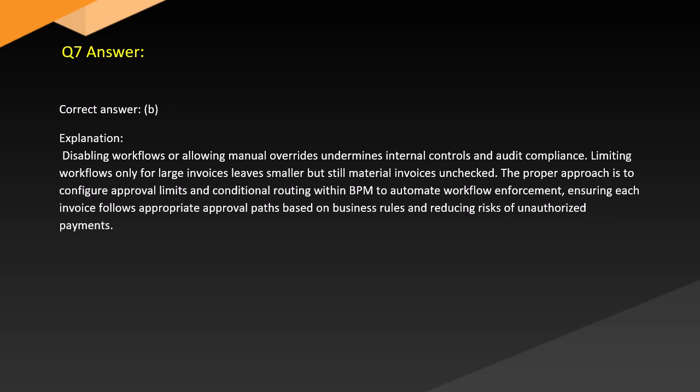Disabling workflows or allowing manual overrides undermines internal controls and audit compliance. Limiting workflows only for large invoices leaves smaller but still material invoices unchecked. The proper approach is to configure approval limits and conditional routing within BPM to automate workflow enforcement, ensuring each invoice follows appropriate approval paths based on business rules and risks of unauthorized payments.